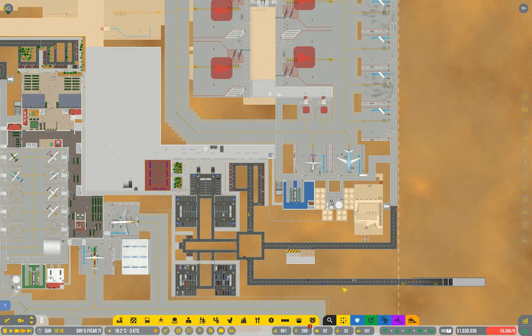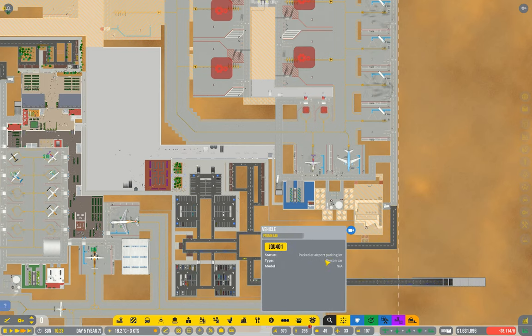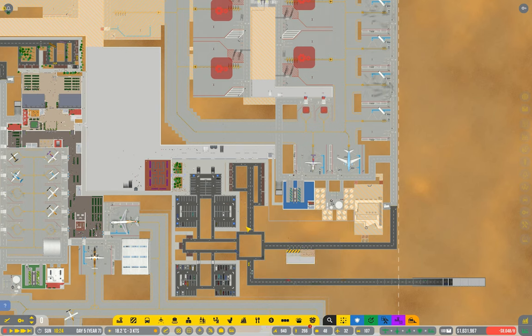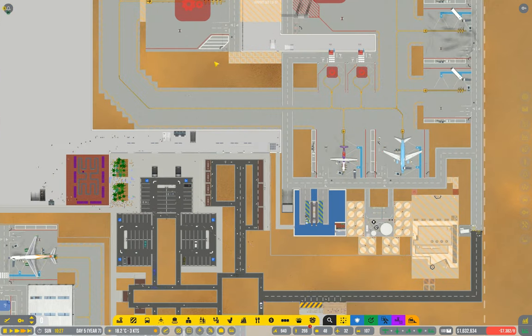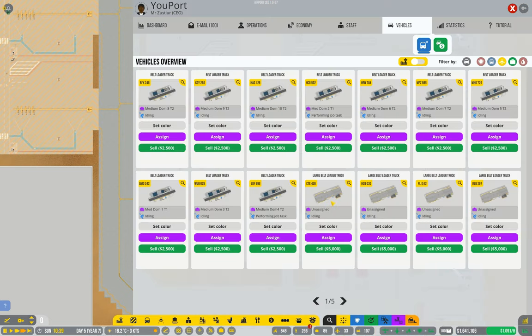Let's see. Same sort of deal with you. You should be definitely somewhere other than... Oh no, sorry, that's a person car. I thought it looked like a baggage car. Right, let's find these.